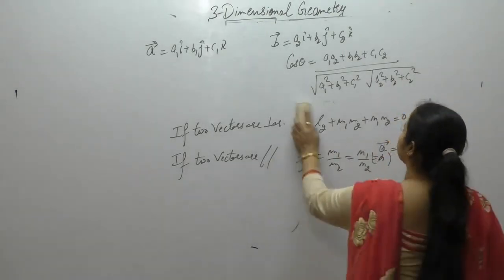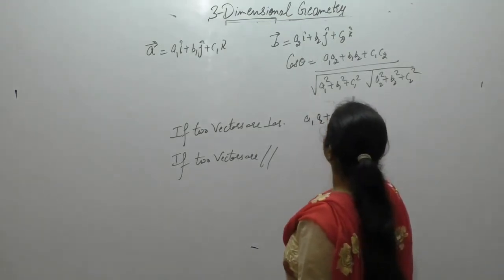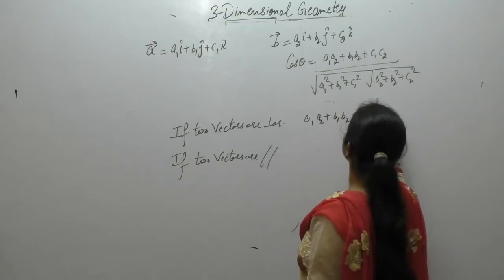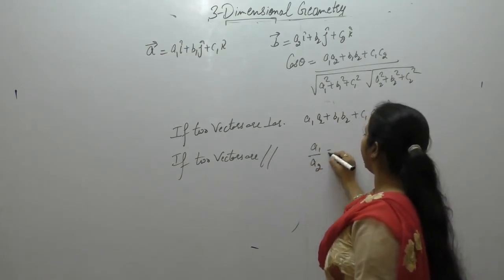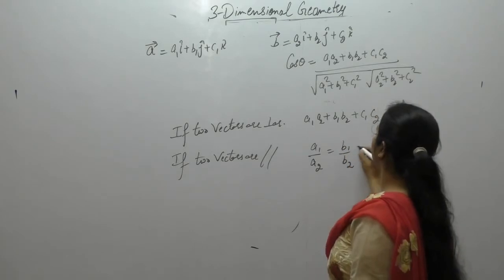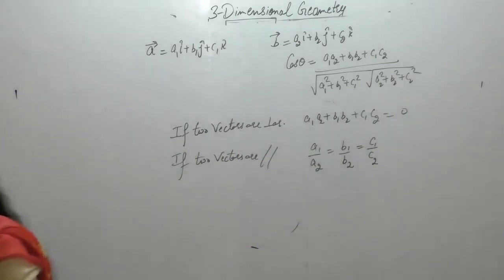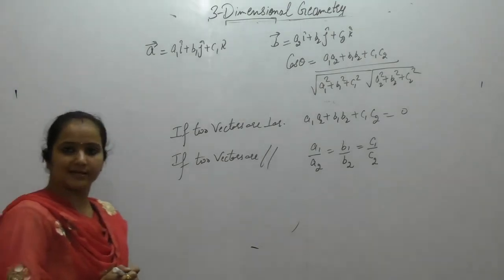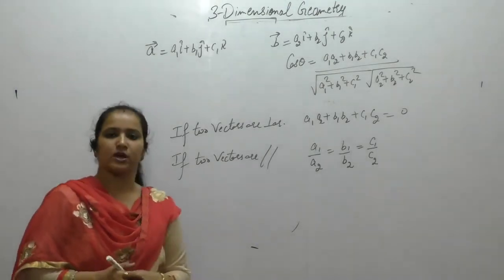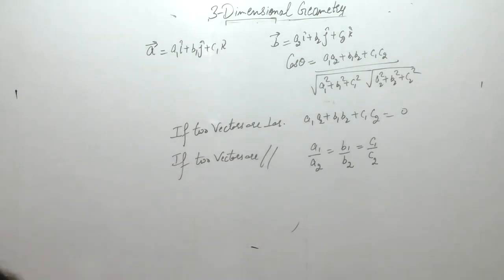And if two vectors are perpendicular, then what will be the condition? a1a2 + b1b2 + c1c2 is 0. And if they are parallel, then a1 upon a2 is equal to b1 upon b2 is equal to c1 upon c2. So this is the condition when we are given the direction cosines or direction ratios. Now on the basis of these conditions we will solve questions. So let us start.